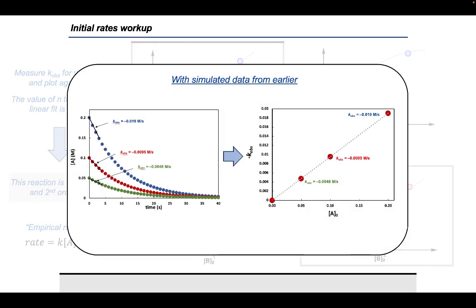Now, if we come back to that data that I had simulated earlier, and we use the actual rate constants that are extracted from the slopes of the fits, we do indeed see that these data are first order, and that's sort of a nice sanity check. So we see that linear relationship between k_obs and the initial concentration, A naught, here.